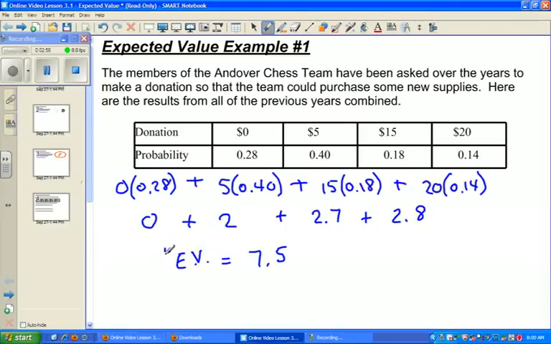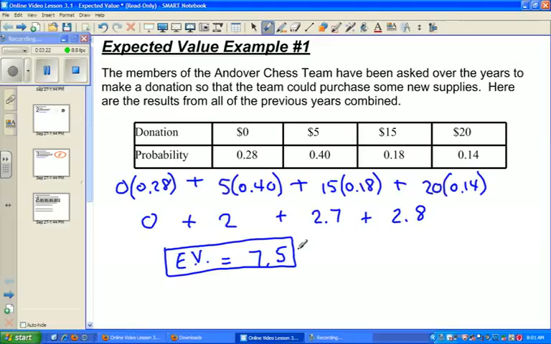7.5. And what it means is, over a long period of time, I should expect, basically on average, for a student to donate $7.50. So if I'm planning for next year, and I know that I have, let's just say, 20 students, I'm thinking in my mind, well, 20 times, on average, $7.50 a person. So I would do 20 times 7.5, and I could figure out on average how much money I'm going to have to work with.